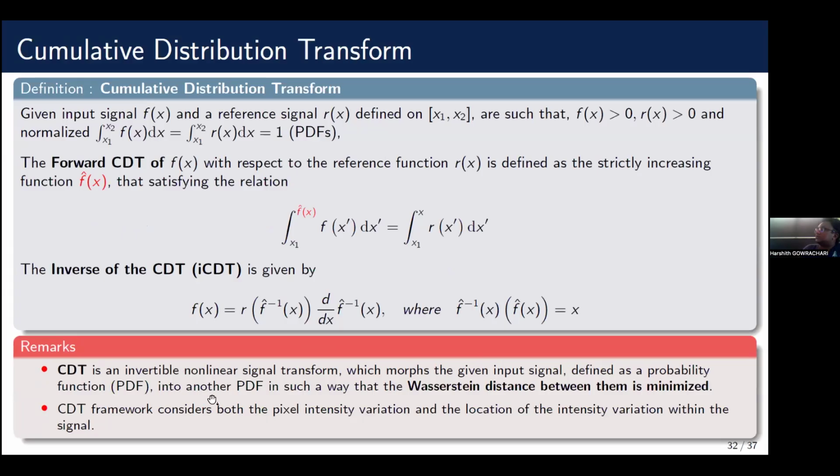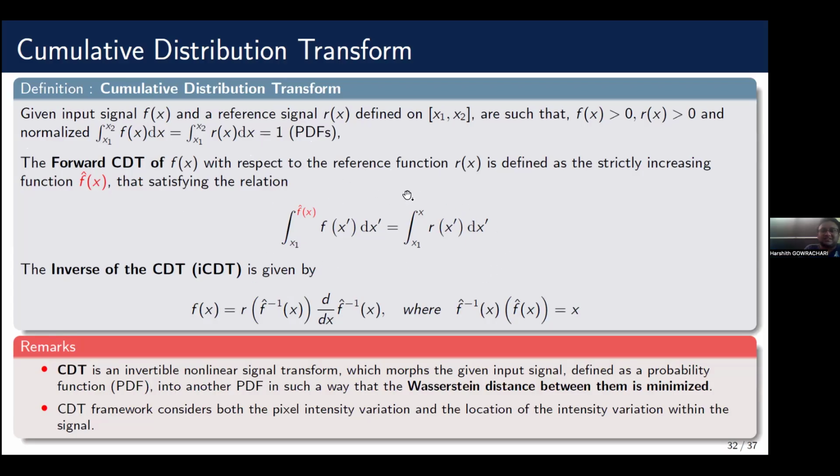And the next is the cumulative distribution transform. This is a very formal definition. If we have two signals, let's consider one as the input signal f of x and the reference signal r of x. Both are positive and normalized such that the integral is equal to 1, which is basically a probability distribution function. And the forward CDT of the function with respect to the reference configuration is defined as a strictly increasing function f of x, which should satisfy this relation.